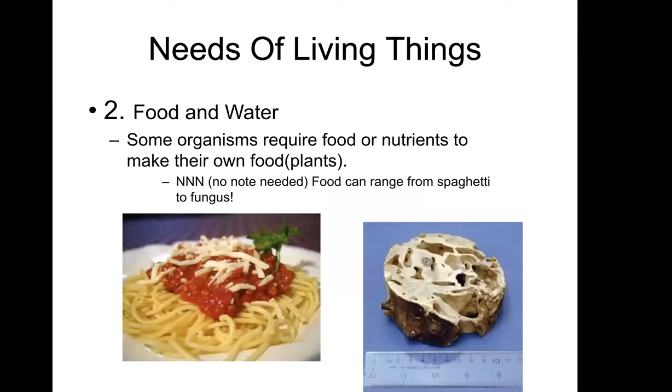Food and water is a necessity so that organisms, living things, can go through their life processes. The ability to convert that food into energy, it's sort of like a type of metabolism, okay? And living things have to be able to do that, converting food into energy.